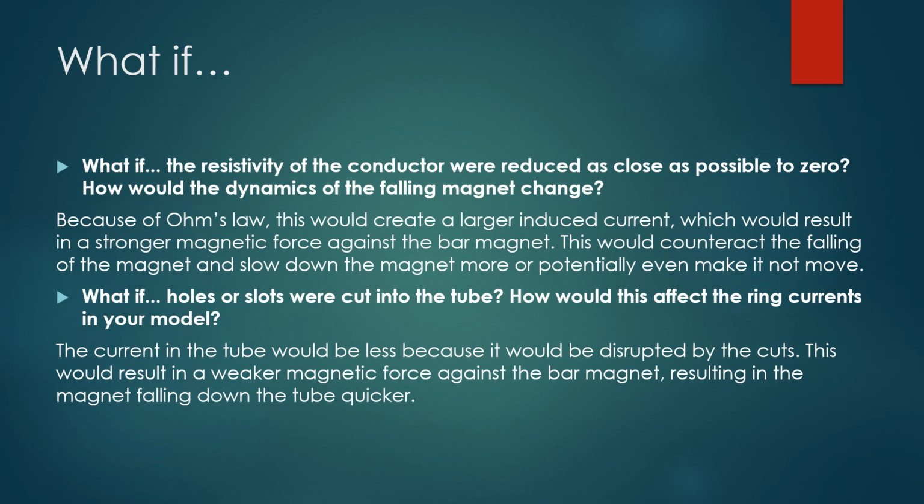What if holes or slots were cut into the tube? How would this affect the ring currents in the model? The current in the tube would be less because it would be disrupted by the cuts, which would result in a weaker magnetic force against the bar magnet, resulting in the magnet falling down the tube quicker.